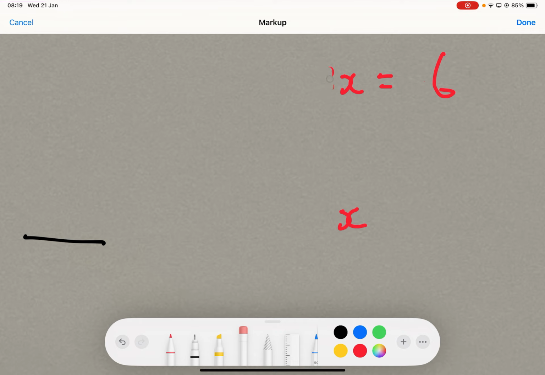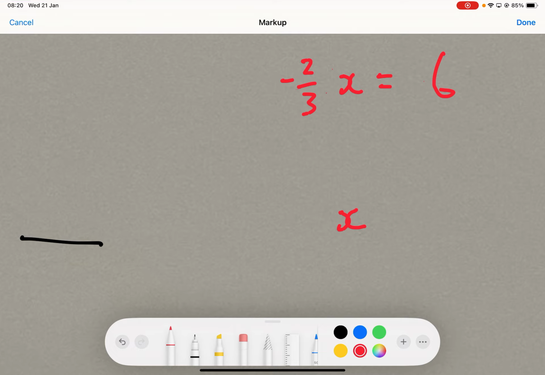If I have 5, I divide by 5. Good. So if I have 2, I divide by 2. If I have 3, I divide by 3. If I have 5, I divide by 5. So if I have negative 2, I divide by negative 2. Okay? Then, one more step. If I have negative 2 over 3, I divide by?